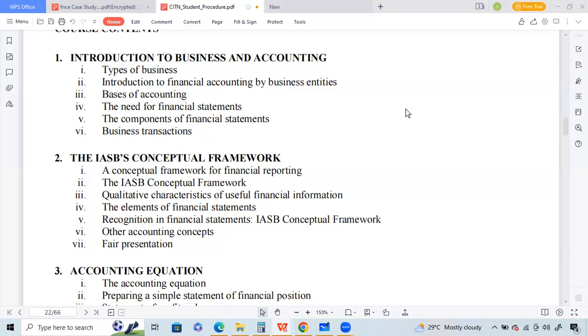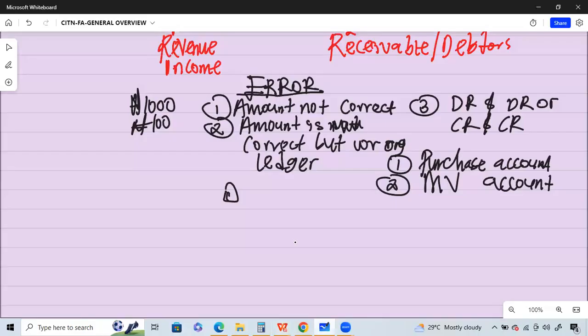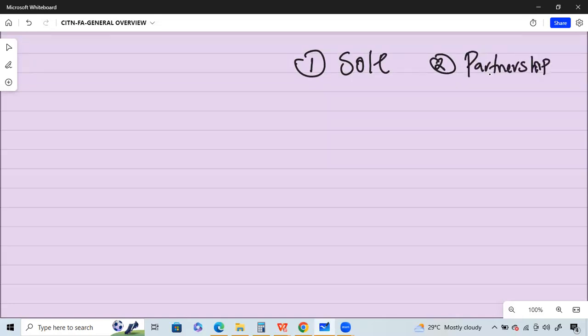So we are going to be talking about various forms of business organization. Basically, we are going to be talking about the sole proprietorship, the partnership, the limited liability company, and the not-for-profit making organization. So we'll be looking at these forms of business organization.